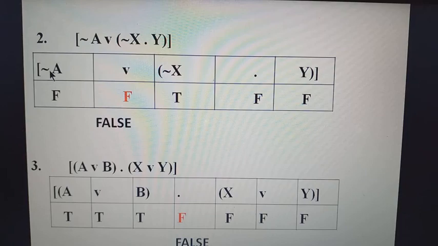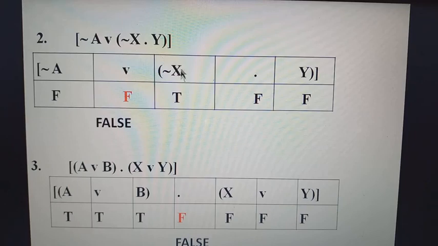Negation A is false. Why? We have been told that A is true. If A is true, what will negation A be? Negation A will be false, because when a true statement is negated, it becomes false, and when a false statement is negated, it becomes true. So if A is true, negation A will be false.